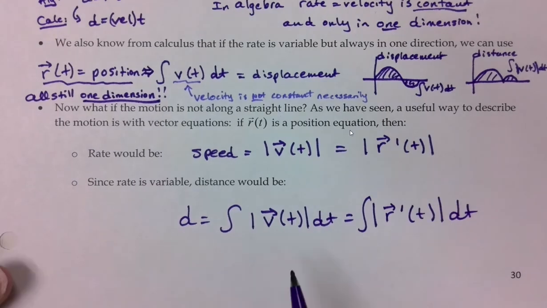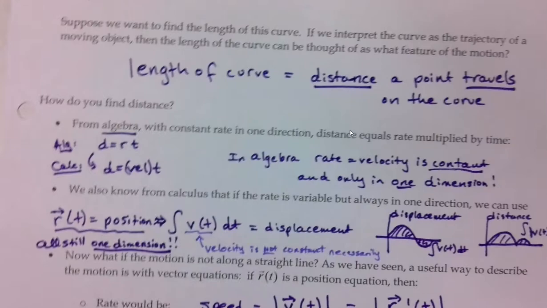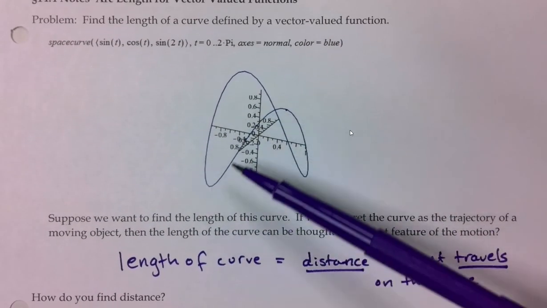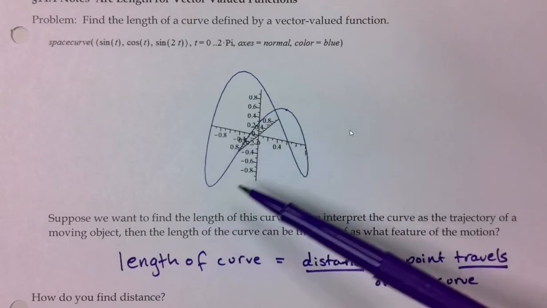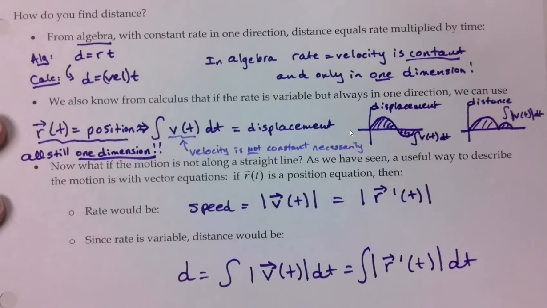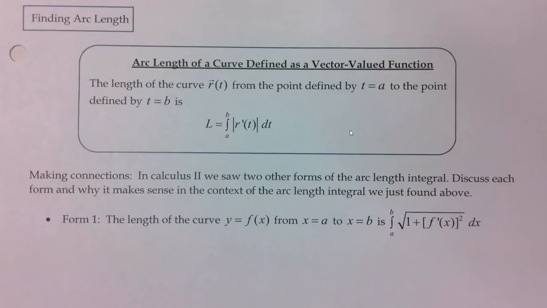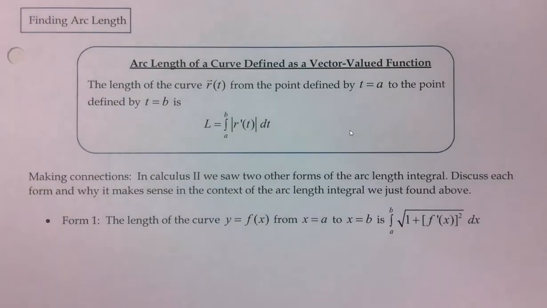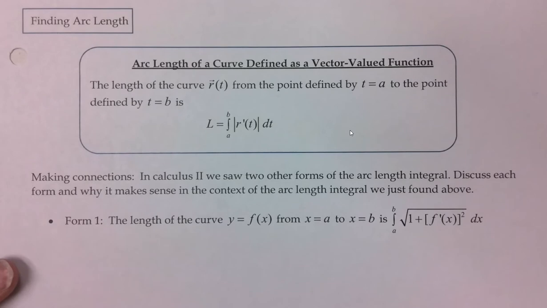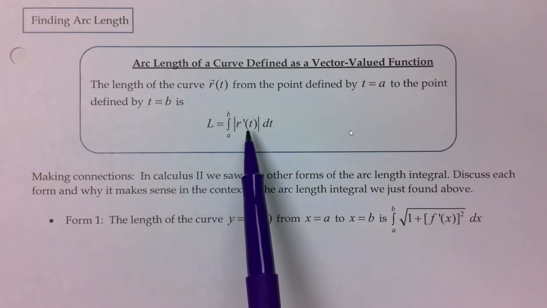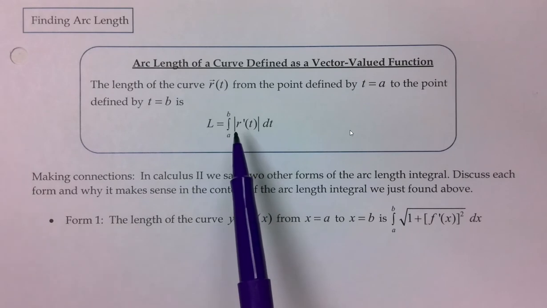Since this is our distance, and we've already established that distance will be the point traveling around this curve, it'd be the length of the curve, then that means that this integral right here, that is the distance, would also be the arc length, which is the formula for arc length for a vector valued function. So the formula for arc length for a vector valued function is equal to the integral from a to b of the derivative of position. In other words, it's the distance that a point would travel.